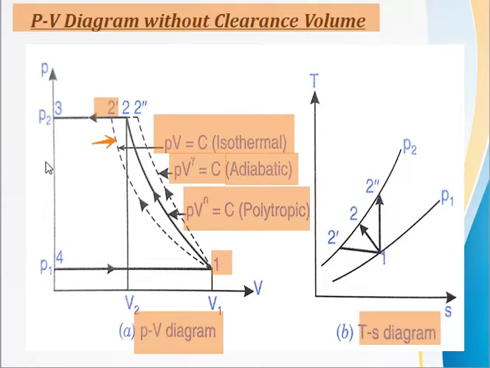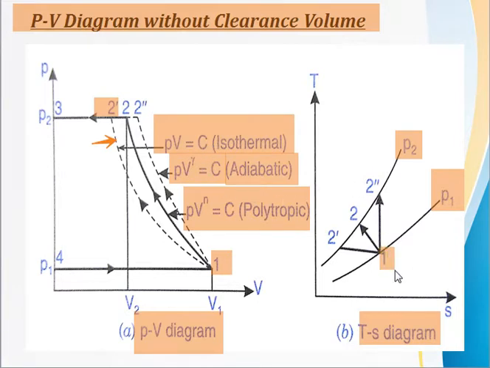Now this is again what? Again we can say it is an expansion process. Now clearly on the TS diagram you can see there are two pressure lines. T is on the y-axis, temperature, and S, that is the entropy, on the x-axis.